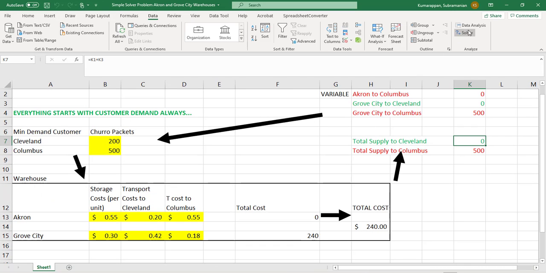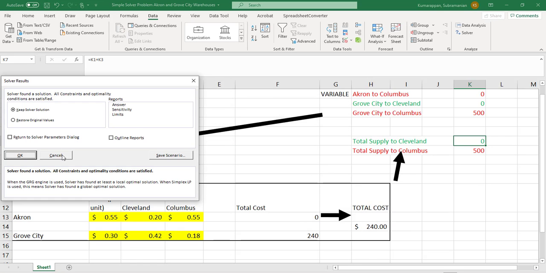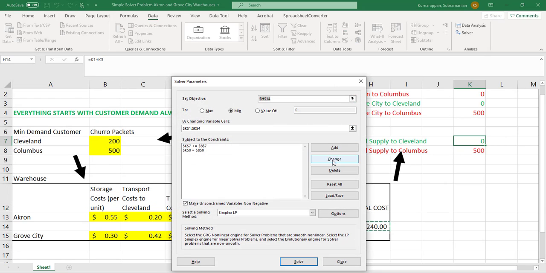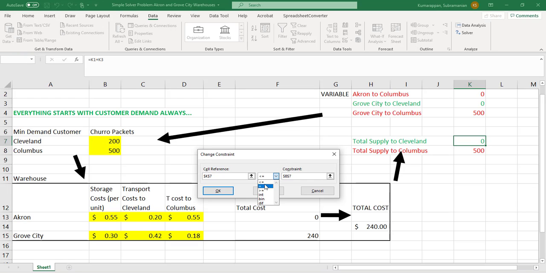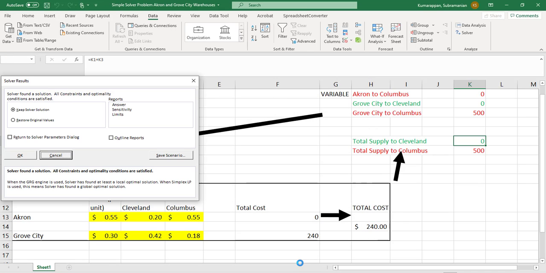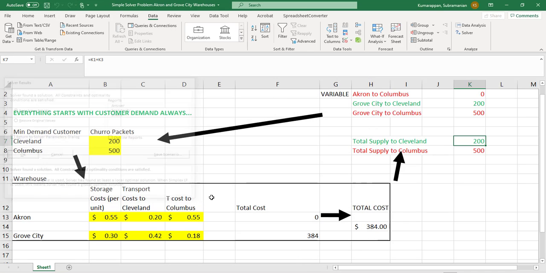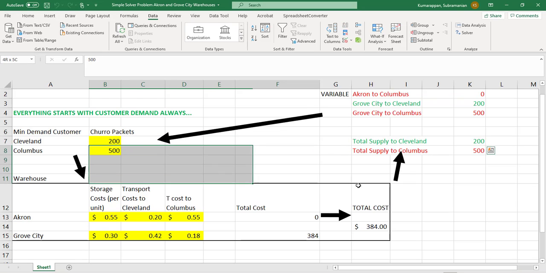In that case, how do we correct it? Again, you go into this particular solver, click on this and change it, and it is not less than or equal to, but equal to. When you do that and then you solve it, then you will get the right number, and the right number is actually $384. Why? Because now you are meeting the demand for Cleveland customers and the demand for Columbus customers. 200 is equal to 200 and 500 is equal to 500. You see that?